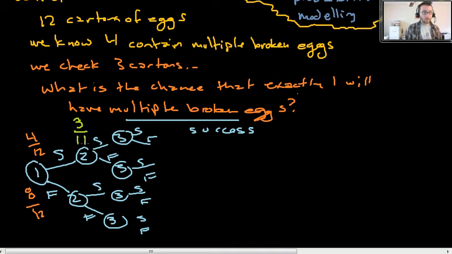We're not going to put the first one back, right? And so the probability of finding multiple breaks on the second one is 3 out of 11. The probability of failing to do so is there's still 8 left that don't have multiple breaks, and so this probability down here is 8 out of 11.